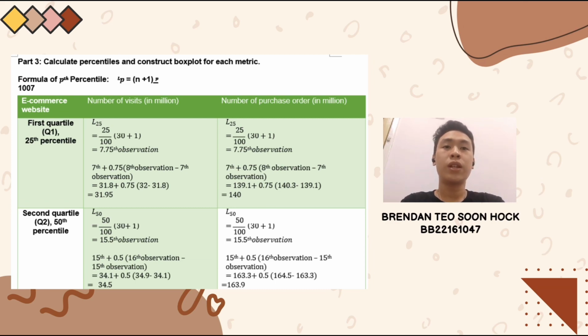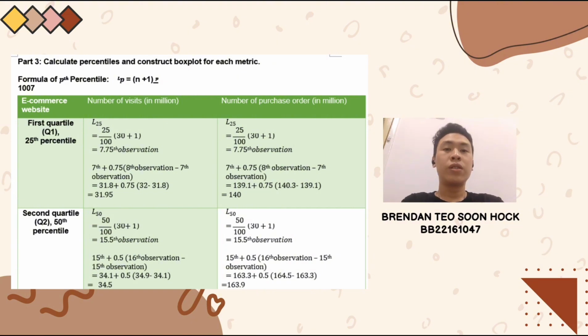I would like to present part 3, which is to calculate percentiles and construct a box plot for each dataset. As you can see from the slide, there is a formula for calculating the percentiles. For the first quartile, Q1, the 25th percentile is at the 7.75th observation. The value for the number of visits is 31.95 million, while the value for the number of purchase orders is 140 million.